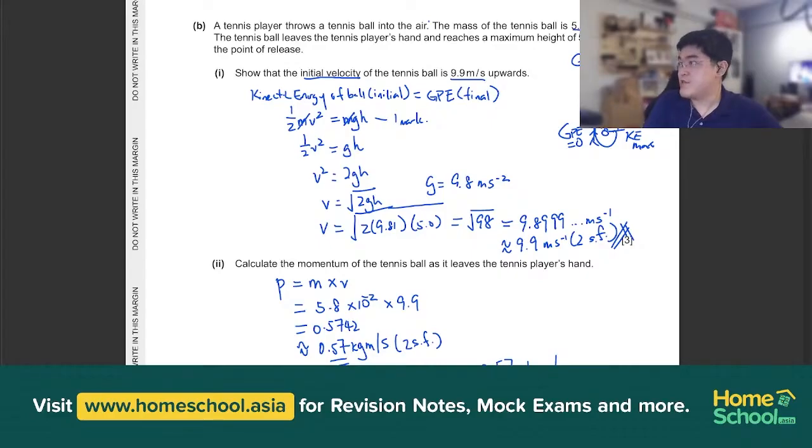All right. So do take note. Once you write down this equation, p equals m times v, you get 1 mark here. And then when you get the correct answer, you get another mark here. That gives you 2 marks.